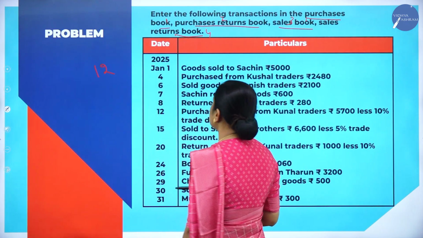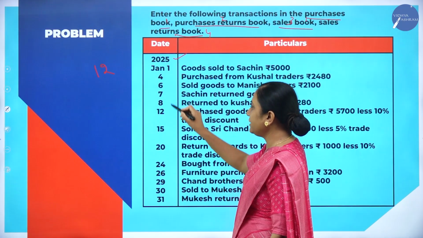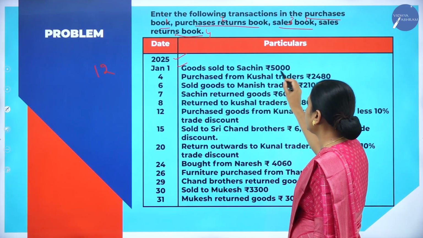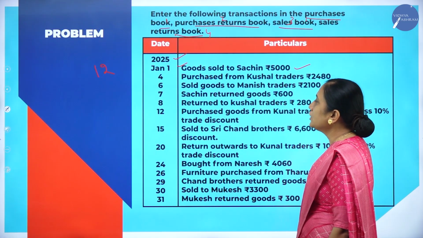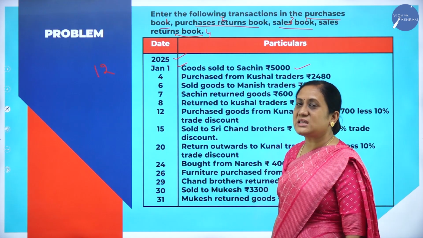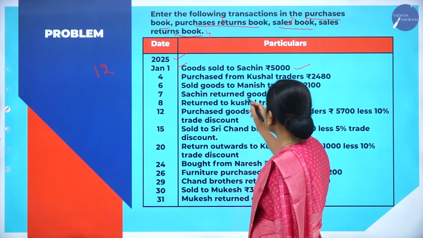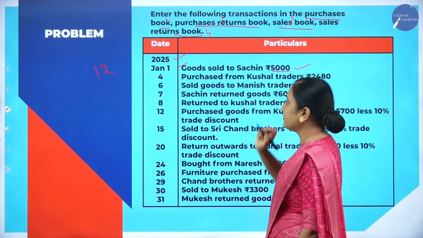We will see the first transaction. These are all 2025 transactions, January month they have given. Jan 1, goods sold to Sachin rupees 5,000. What is the meaning of this transaction? Goods sold to Sachin. The business has sold goods to Sachin. By selling the goods to Sachin, how much have they received? 5,000. That is the meaning of this.